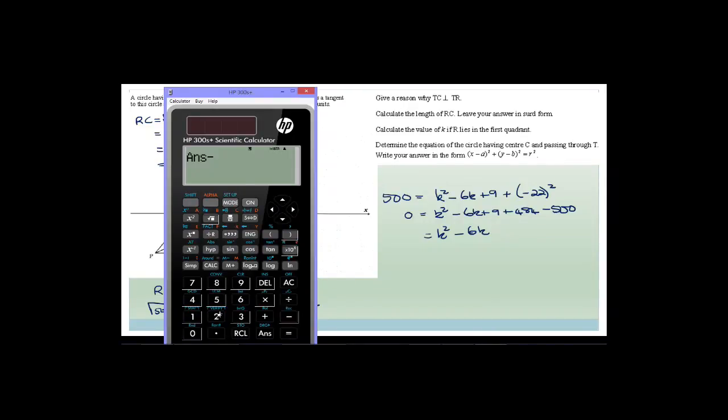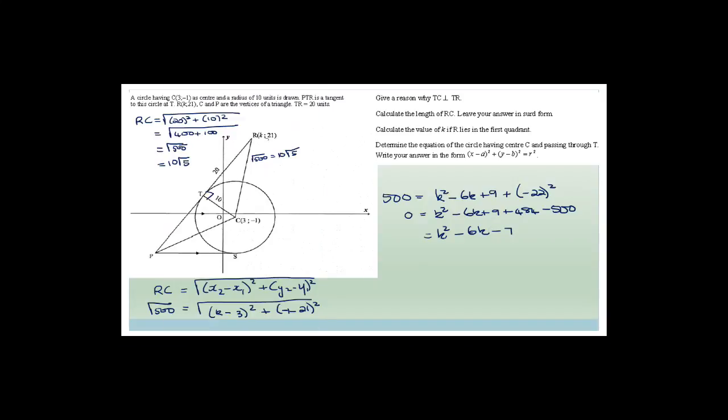And then we just need to do some math. So we're going to go 9 plus 484 minus 500 equals minus 7. So this becomes minus 7. So if we can factorize that, pretty easy, it's k and 7 and 1, and minus and plus. Therefore, k is equal to 7 or k is equal to negative 1.